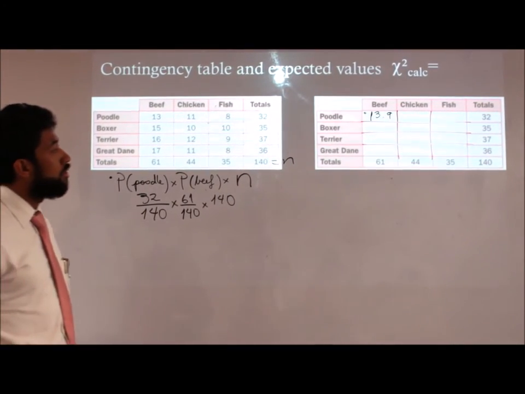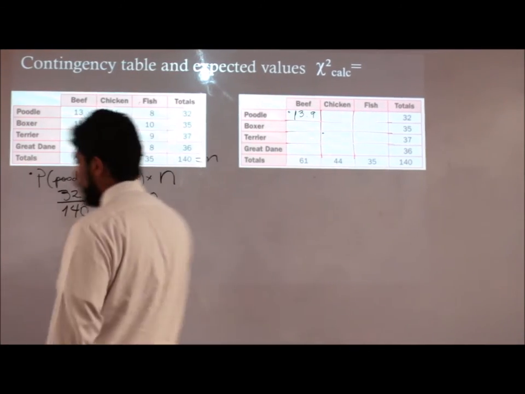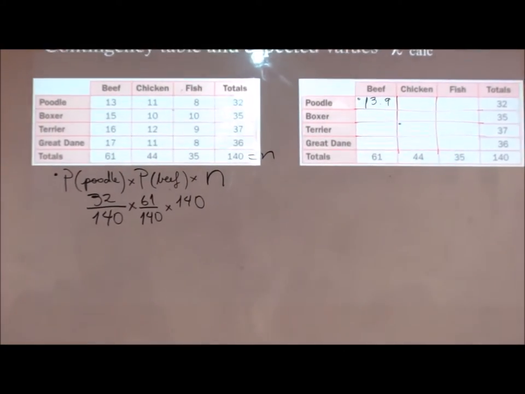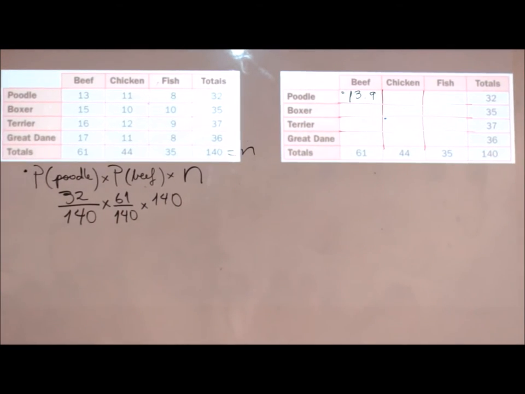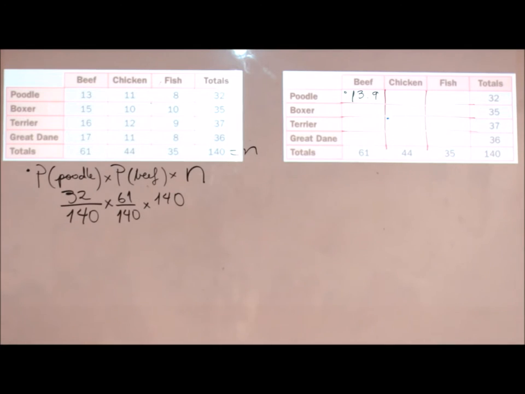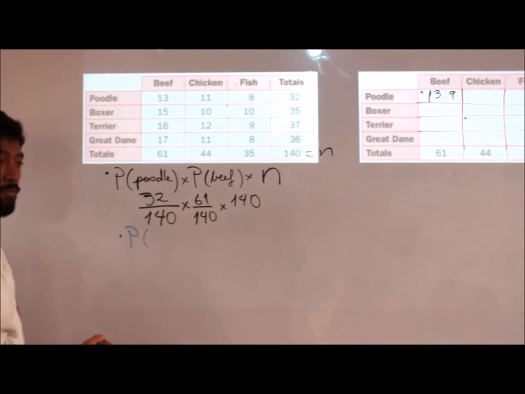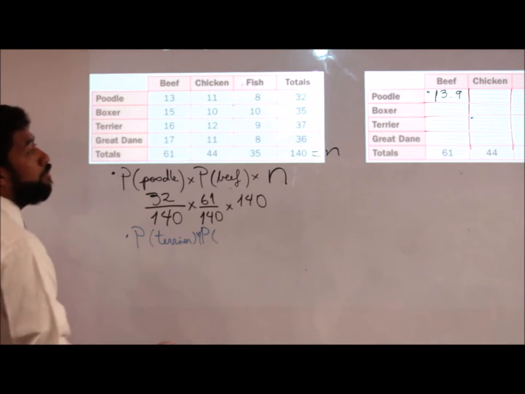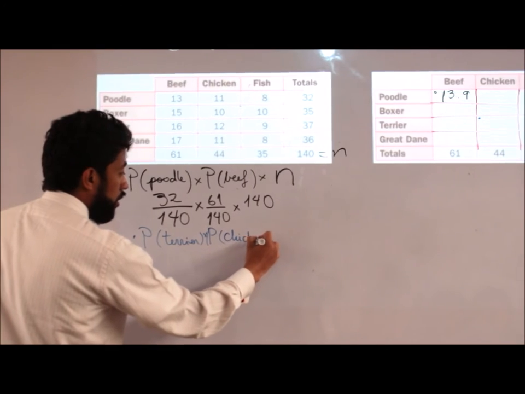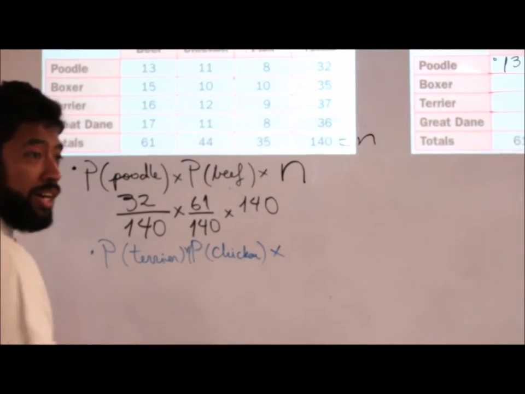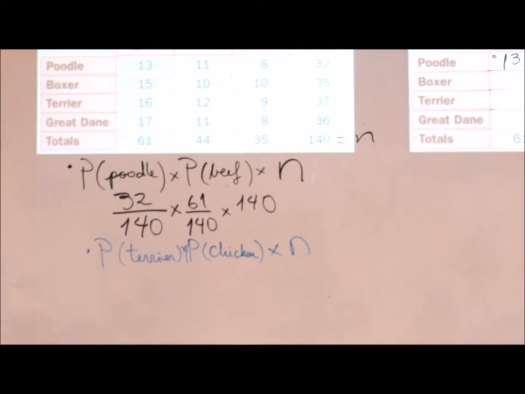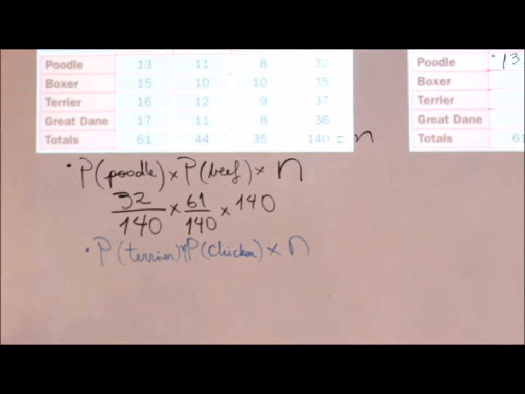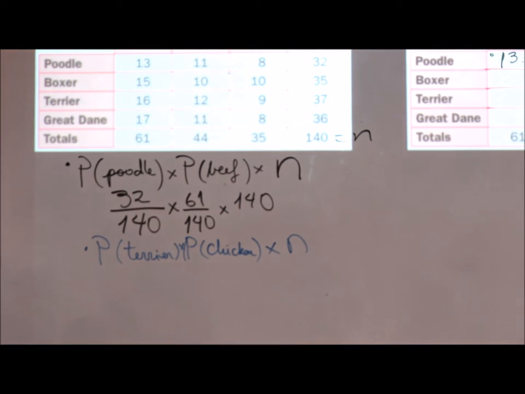Let's find this one. There I will write the expected value of choosing a terrier who likes chicken. That will be the probability of choosing a terrier multiplied by the probability of choosing chicken food, and then I multiply by n. Remember, when we studied normal distributions, we understood that expected value is equal to probability multiplied by the total amount of items in the population. Clear?